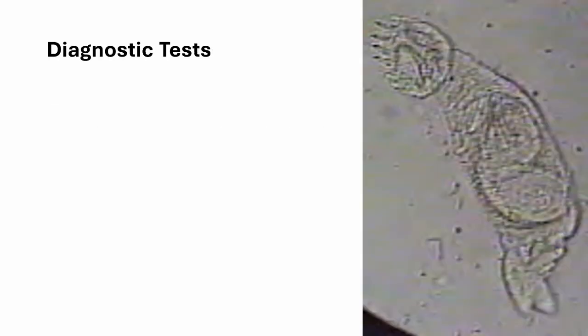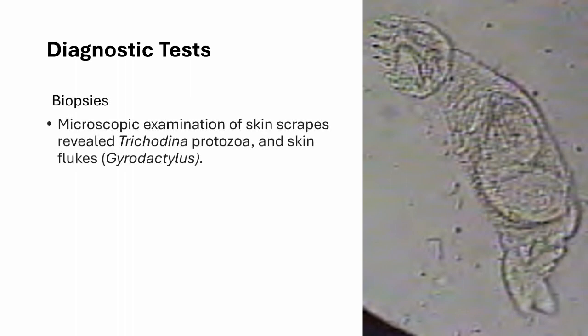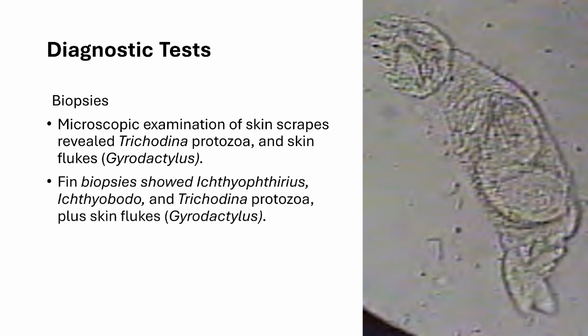I ran some diagnostic tests on the fish, fin, gill, and skin biopsies, and we found Trichodina, a ciliated protozoa, and skin flukes, which are Gyrodactylus. You can tell this is a skin fluke because it has the hooks on one end, and in the middle is a baby fluke inside of the parent fluke, and you can see the little hooks on the end internally. So this fluke is ready to have a live baby. Fin biopsies showed Ichthyophthirius, Ichthyobodo, also called Costia, Trichodina, and more Gyrodactylus. So we got a lot of different microorganisms on here.